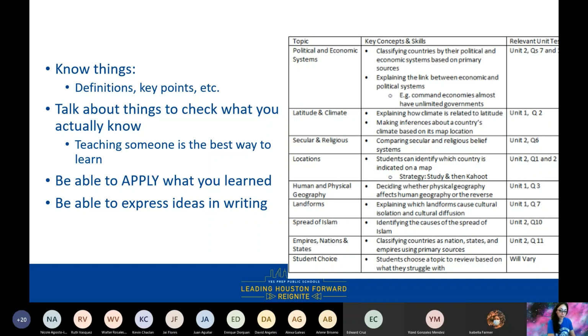You get to the unit test and you're like, I don't know anything. It's like, yeah, because you haven't been in class. That makes sense. So knowing things is the first thing. If you see vocabulary that you don't know, it is important for you to write it down along with a definition. There's really no other way for it to get into your brain and stay there in any sort of meaningful way.